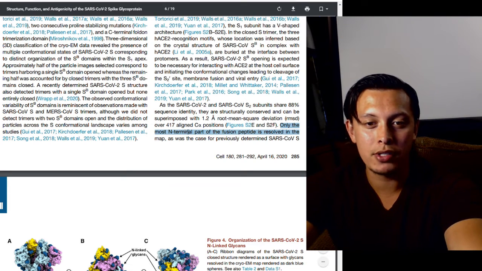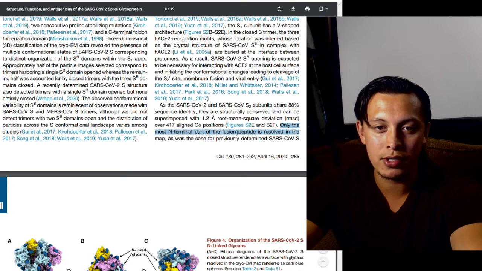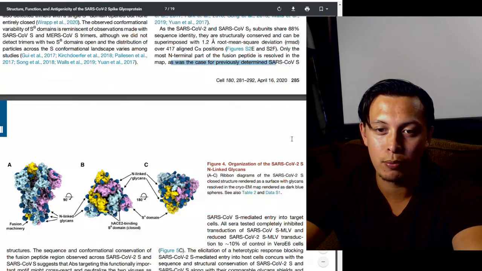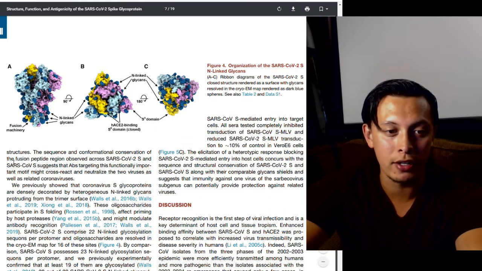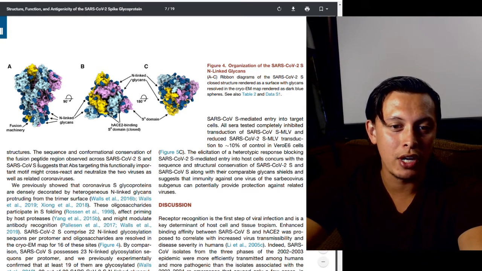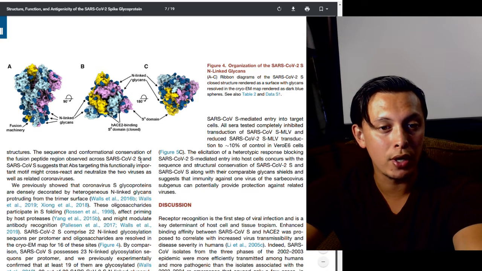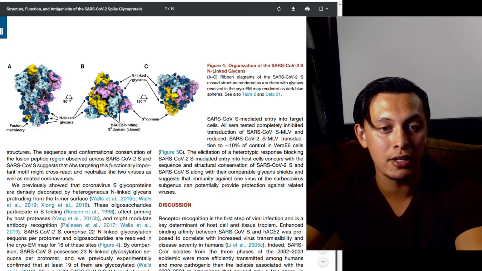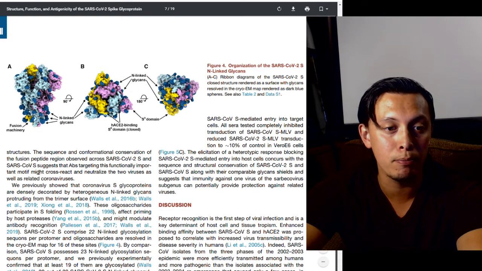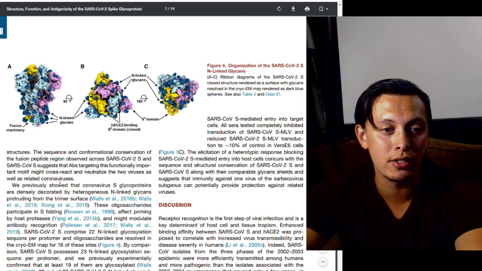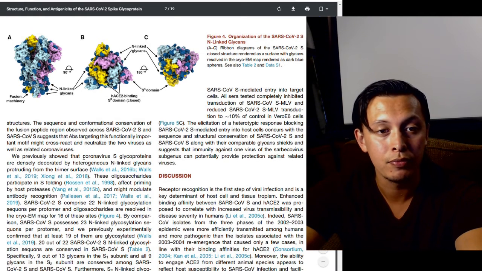Over most N-terminal, only the most N-terminal part of the fusion peptide is resolved in the map, as was the case for previously determined SARS-CoV spike structures. The sequence and conformational conservation of the fusion peptide region observed across SARS-CoV-2 spike and SARS-CoV spike suggests that antibodies targeting this functionally important motif might cross-react and neutralize the two viruses as well as related coronaviruses.